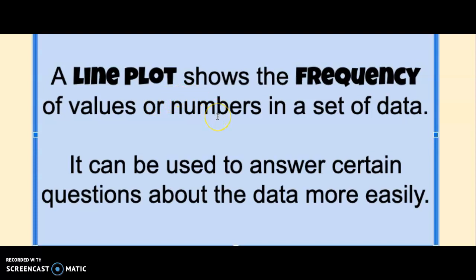If we are collecting information and we have a list of information, sometimes it's far easier to understand the information or the data if we make what's called a line plot. The line plot can be used to answer certain questions about the data more easily.